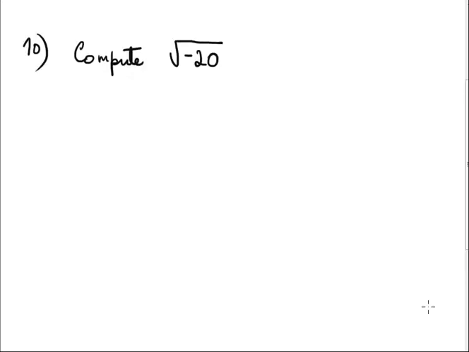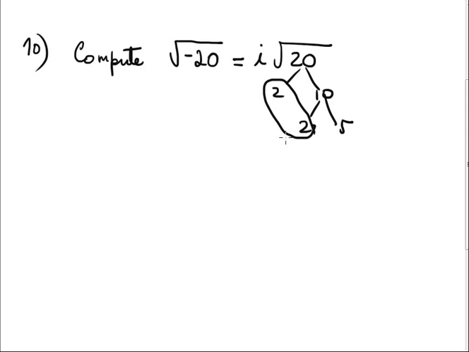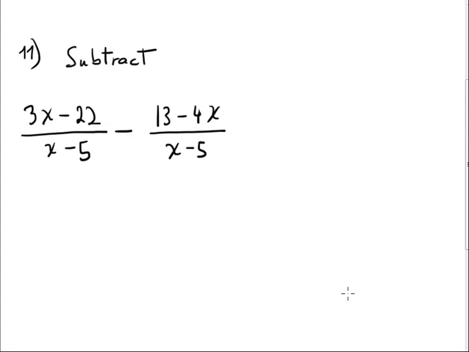Okay, compute the square root of negative 20. Immediately you see the square root of a negative number. This is an imaginary number. You put i times the square root of positive 20. And 20 is 2 times 2 times 5. Wow, we have one pair, so 2 goes outside like 1, 2. So the final answer is 2 outside, i outside, and radical 5 stays inside. That's it, super easy.